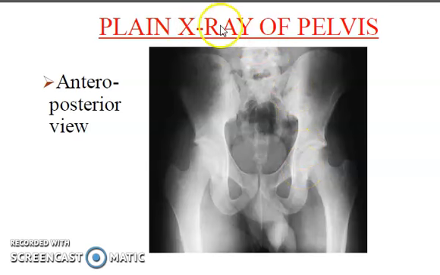Now don't use the word X-ray. It is a layman term. X-rays can't be visualized with the eyes. Instead, you can use the words skiagram or radiograph.